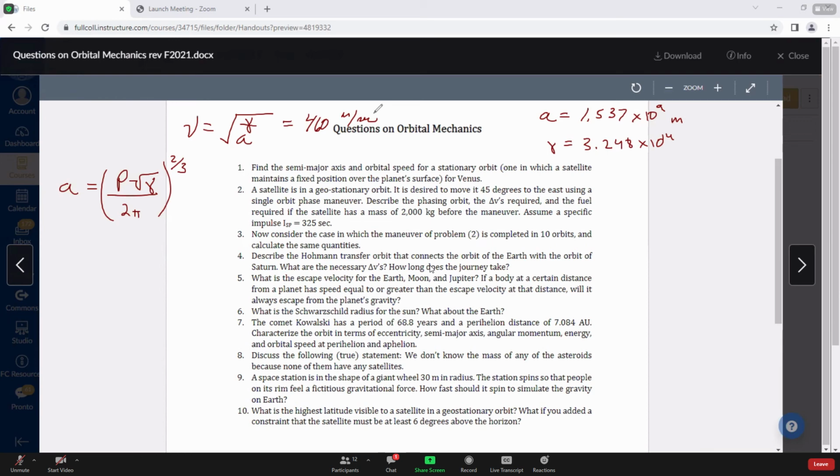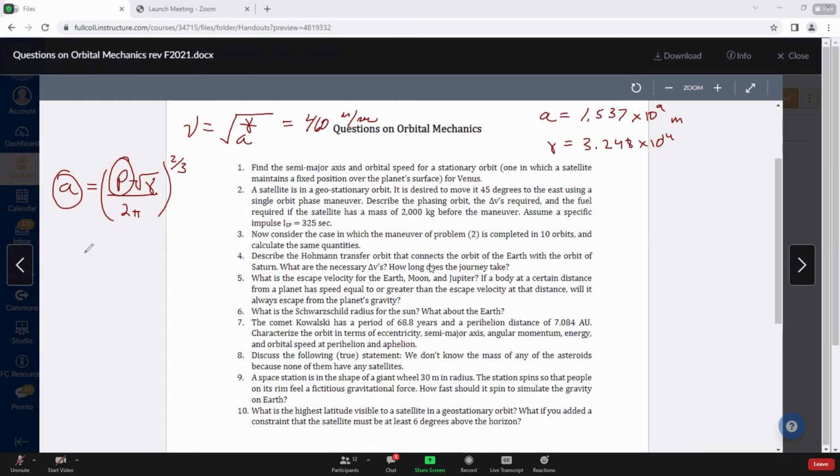Now this problem is important because what are you practicing doing this problem? If you know the period P, you can calculate A, assuming you also know gamma, because you need to know what the primary is. And if you know A, assuming it's a circular orbit, you know V.